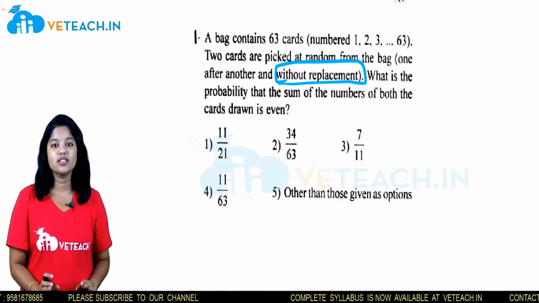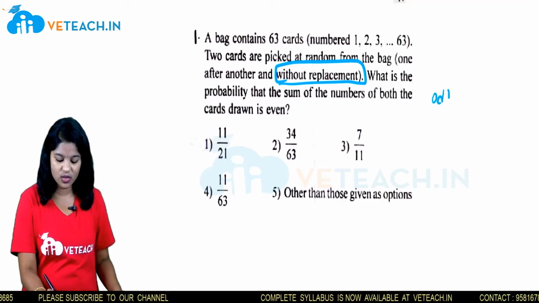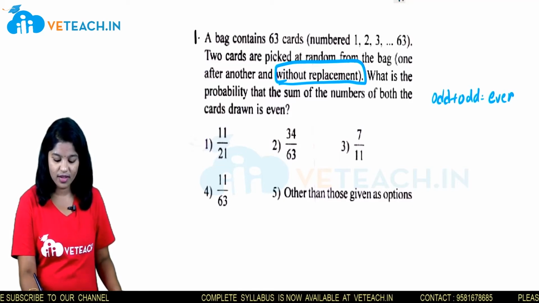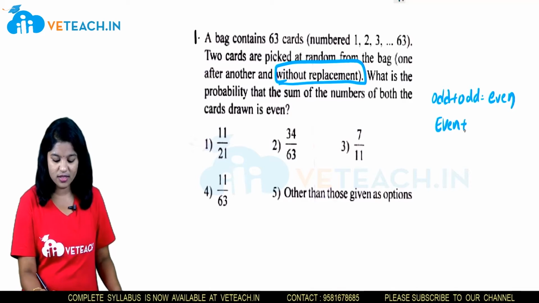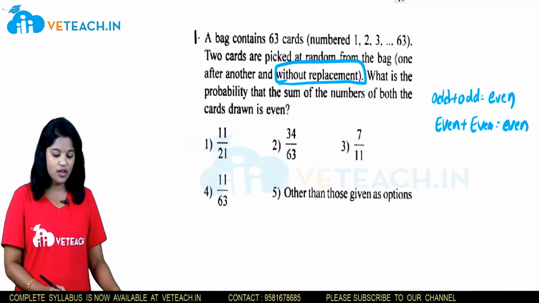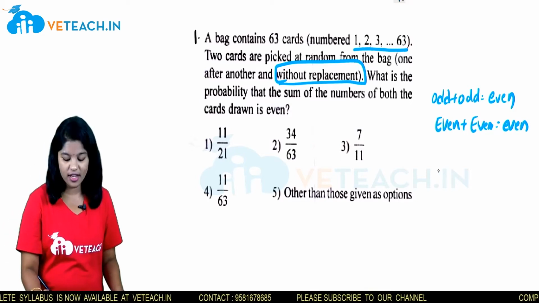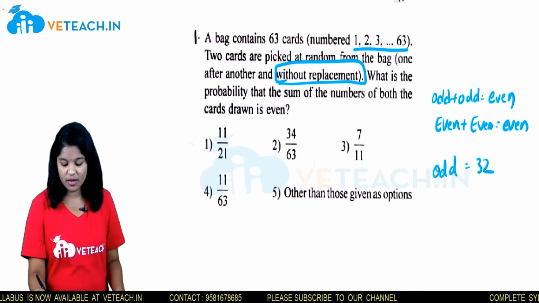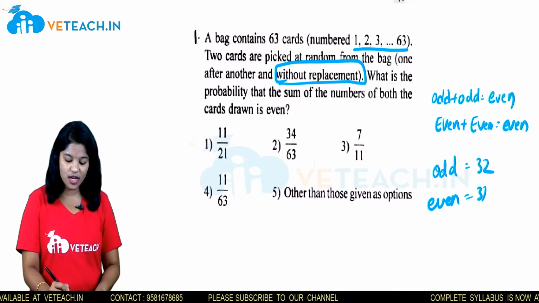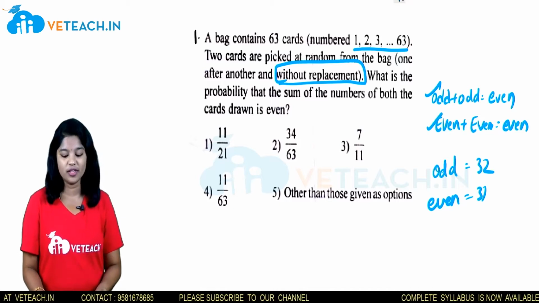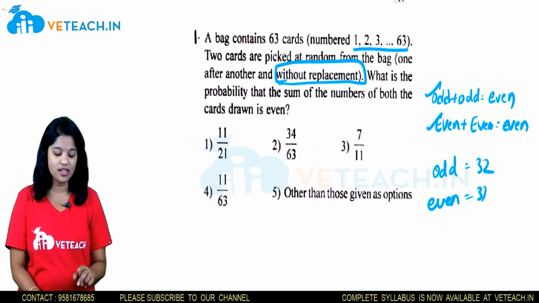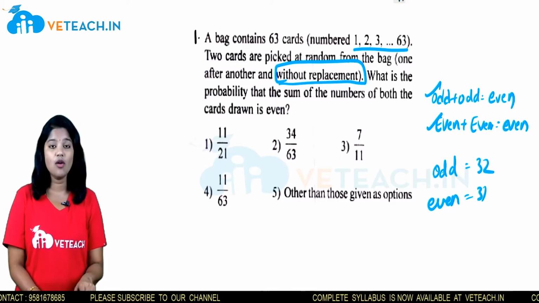Whenever you want the sum to be even, two cases are there. First one is odd plus odd, which gives an even number, or even plus even, which will give an even number. In the numbers from 1 to 63, there will be a total of 32 odd numbers and 31 even numbers. Now, we should consider both cases and find the probability. The 2 cards should be picked without replacement.